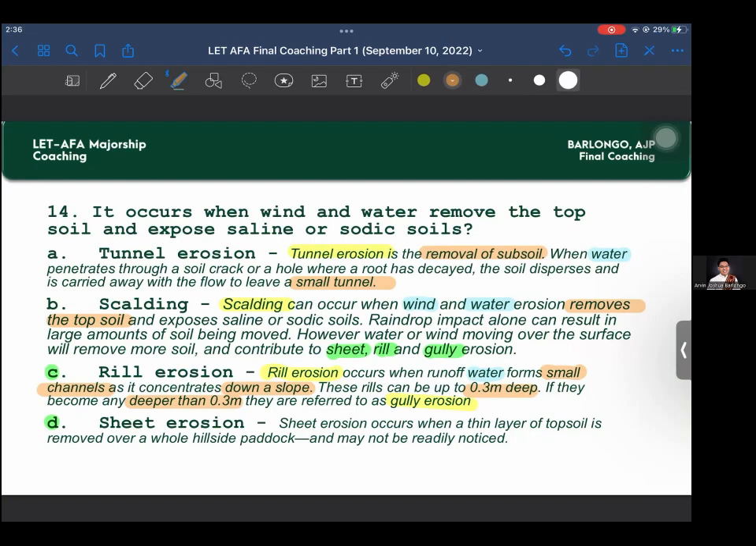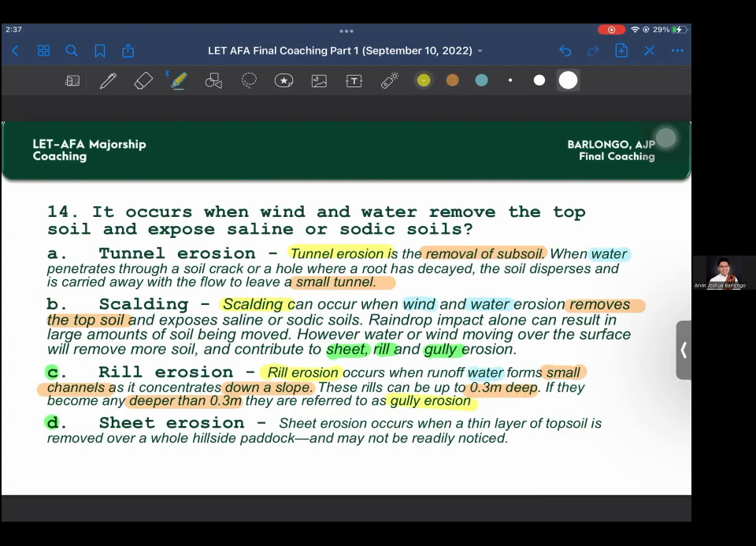Okay, so sa rill erosion, water pa rin. Ang nagiging resulta ay small channels. Tapos baba, down a slope, sabi niyo, di ba? Tapos kapag yun ay 0.3 meter deep, that is considered as rill erosion. Kapag mas lumalim pa doon, siguro nakalagay 0.5 meters. So that is already considered as gully erosion.